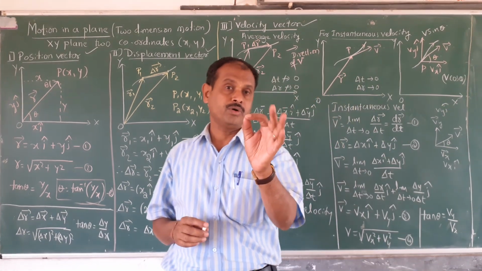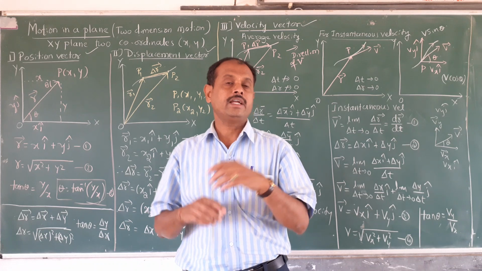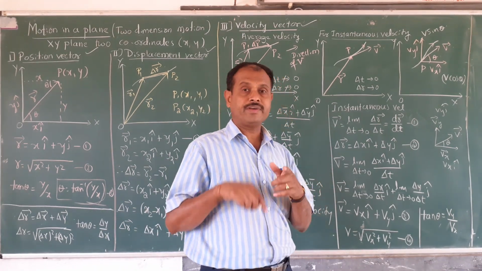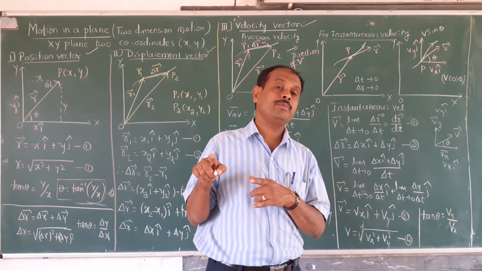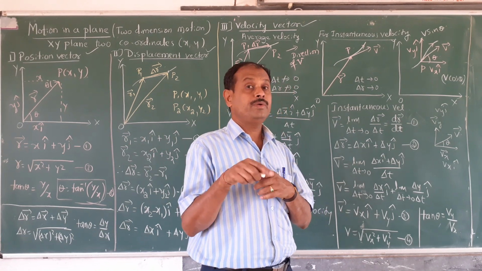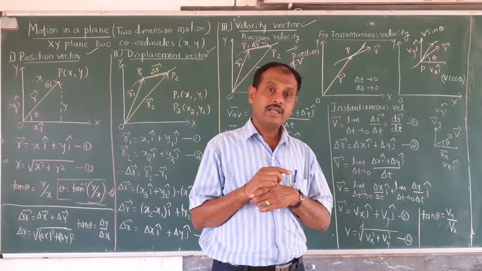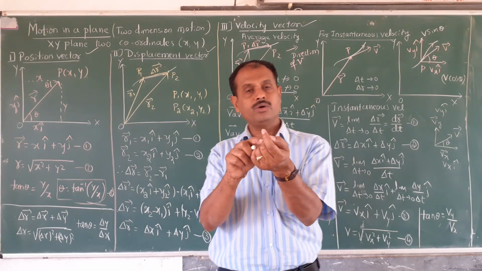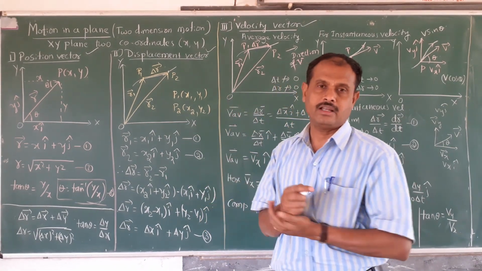The resolution of a vector is very important. At that time, you have to write vector v is equal to vx into i cap plus vy into j cap. Then v is equal to under root of vx square plus vy square. Then the direction: tan theta is equal to vy divided by vx, like this.